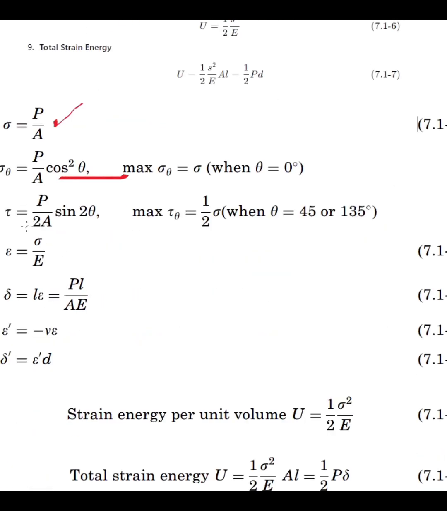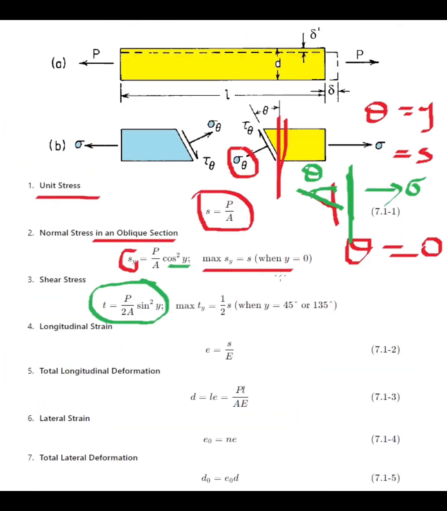Here tau theta is P by 2A into sin 2 theta. The maximum it can reach is tau theta equal to 1 by 2 into sigma, half of sigma. The maximum comes at theta equal to 45 degrees and 135 degrees. That means the maximum shear stress can be equivalent to S, so max tau equals S by 2. That's the maximum: half of the normal stress can come as shear stress.